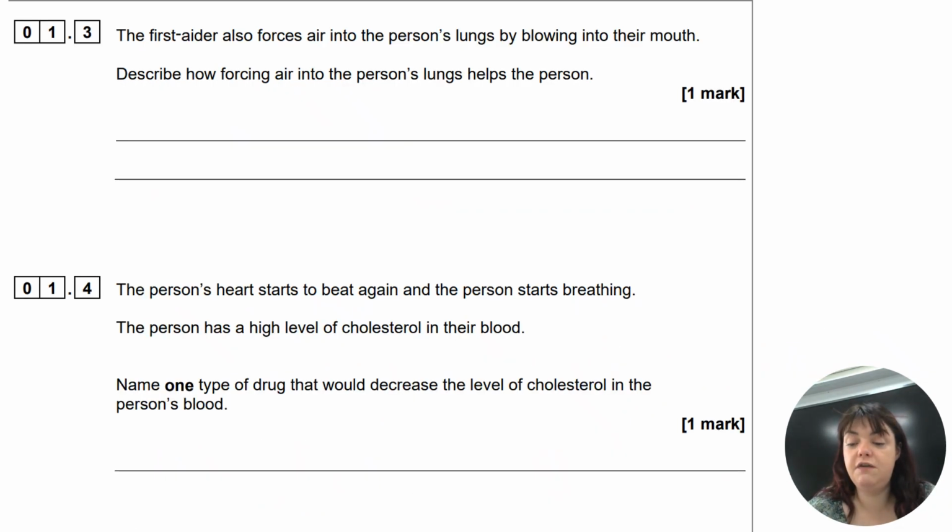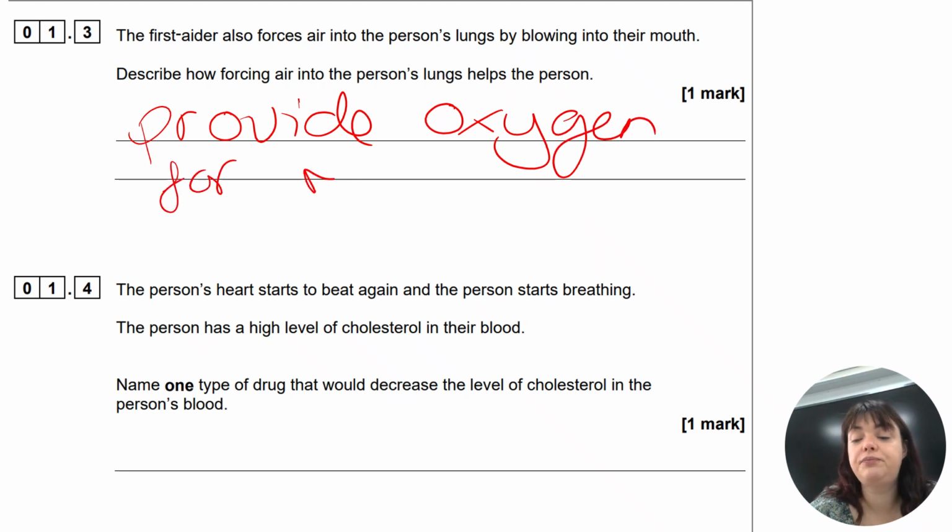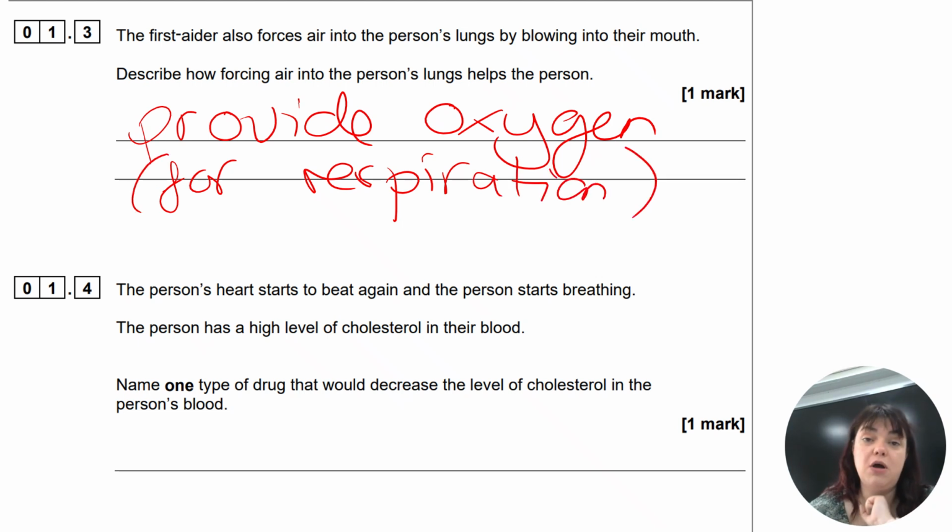So the first aider forces air into the person's lungs by blowing into their mouth. Describe how forcing air into the person's lungs helps the person. So this is where we need to start saying, all right, well, this is where we are providing gas exchange. We are providing oxygen for respiration. So it's to provide oxygen or to give oxygen for respiration. Now, to be fair, if you haven't included for respiration, you still get the mark at this point, because it's really early on in the test. However, I would always say that if you are mentioning oxygen, we've talked about this in lesson, you absolutely need to be talking about respiration.